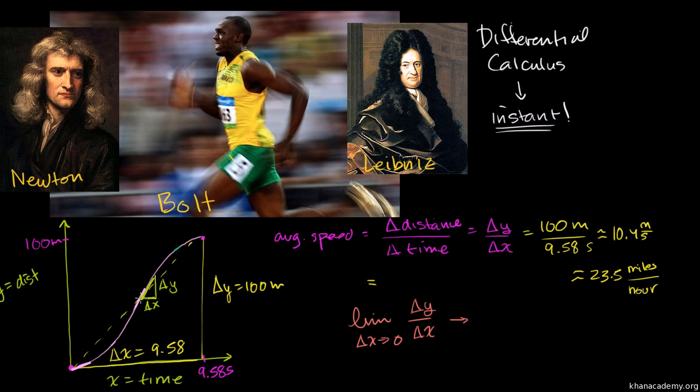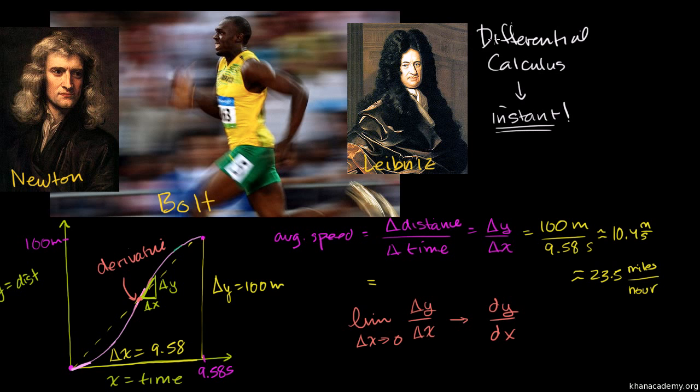You could view it as the instantaneous slope at that point in the curve, or the slope of the tangent line at that point in the curve. Or if we use calculus terminology, we would view that as the derivative. So the instantaneous slope is the derivative. And the notation we use for the derivative is dy over dx. And that's why I reserved the letter y.